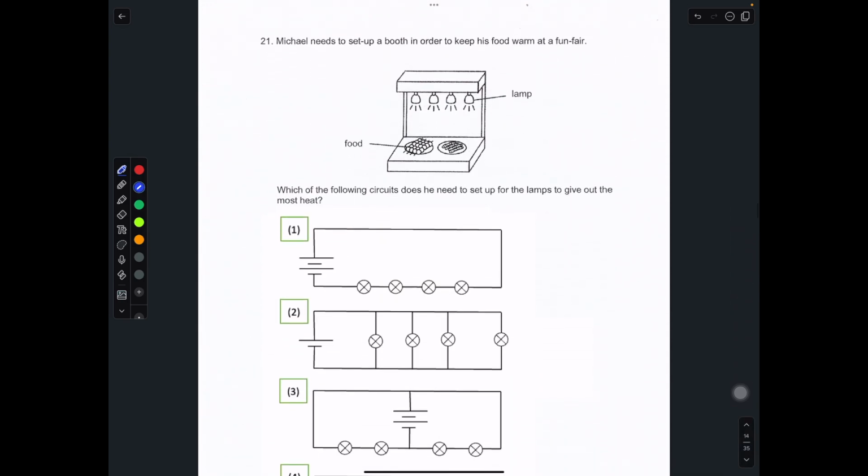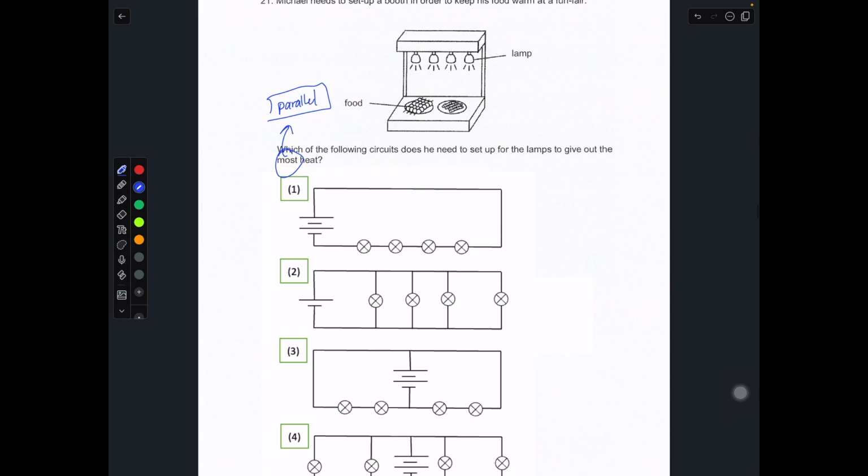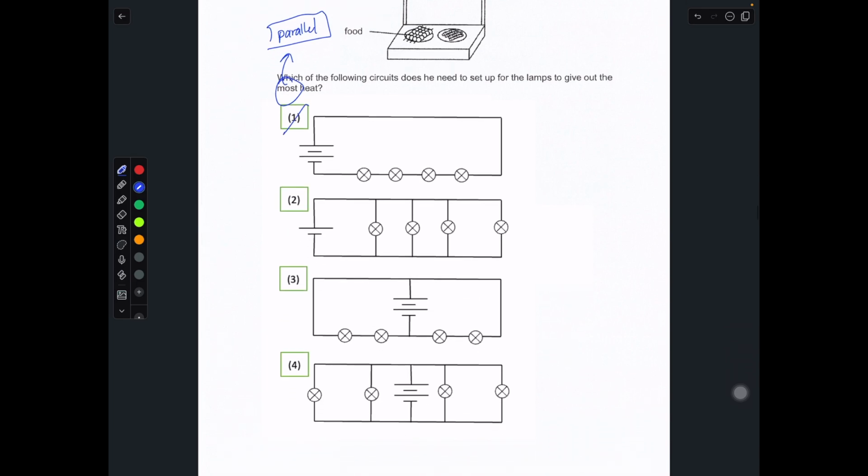Michael needs to set up a booth in order to keep his food warm at the fun fair. Which of the following circuits will give out the most heat? So for most heat, you probably need to think about it in parallel, so that the amount of electricity coming from the battery can be maximized. So it will never be series. So 1 will be wrong.